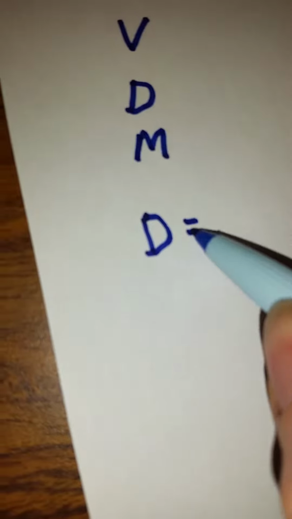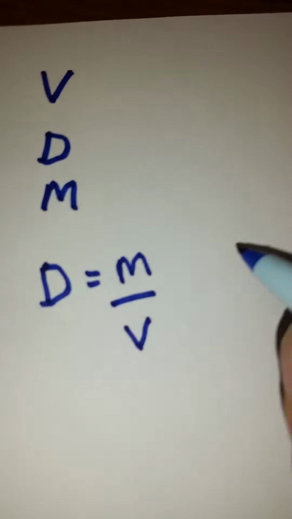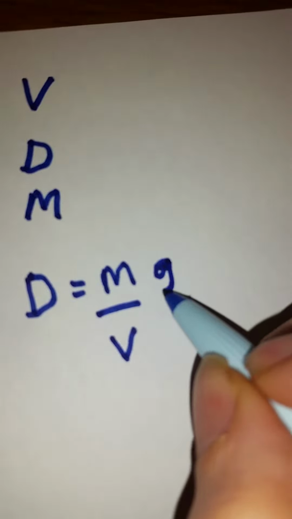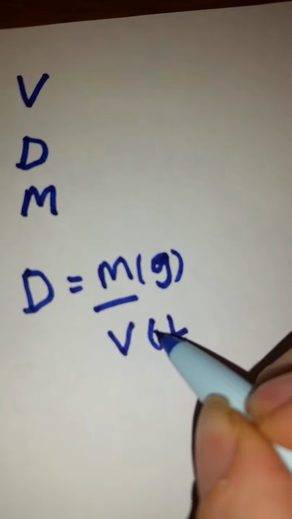So if we're trying to calculate mass, and we don't know what the mass is, but we know the volume and we know density, then we can use that to figure out what mass is. The reason is that density is equal to mass divided by volume, and it's usually measured in grams per liter or milliliter.